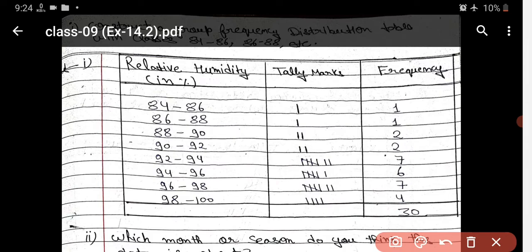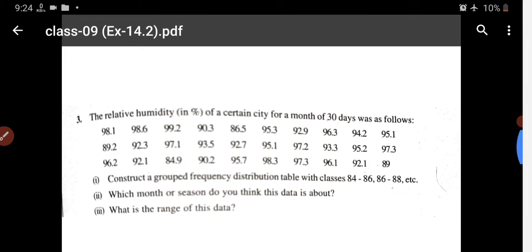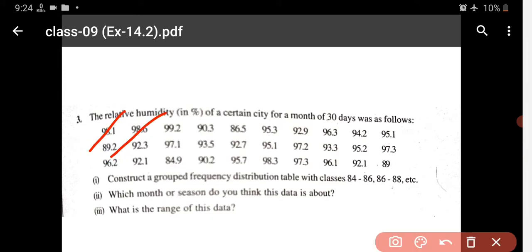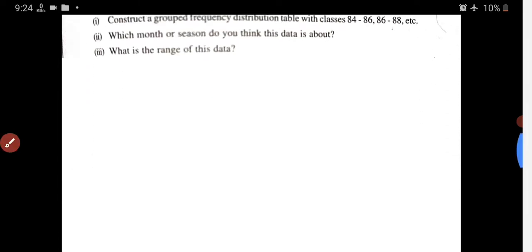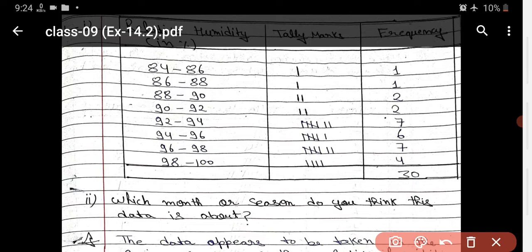Just write relative humidity in the first column, tally mark in the second, and frequency in the third. As I told you how to make the tally mark, I am telling you one, and the remaining you have to do by yourself. Just see the question. First ones are 98.1, 98.6 and 99.2. 98.1 will come in which column? That column. 98.6 again comes in that column, and 99.2 again comes in this column. Like that, you have to read all the data given here and write all the tally marks according to their information.